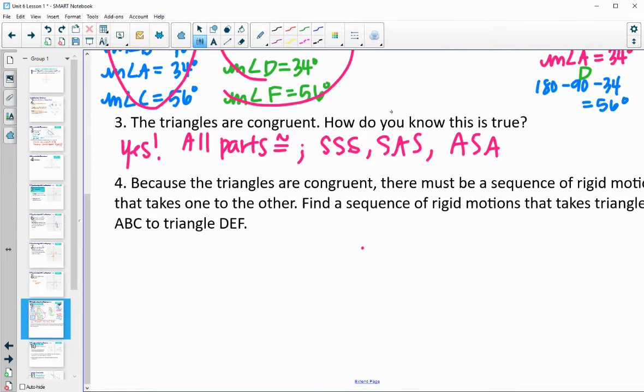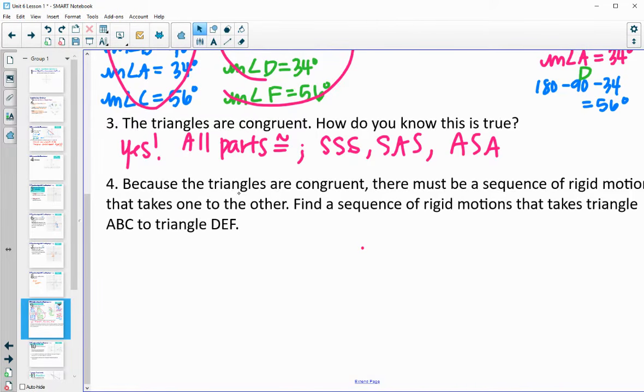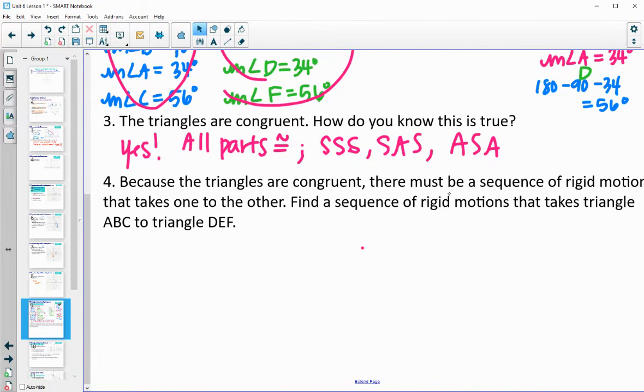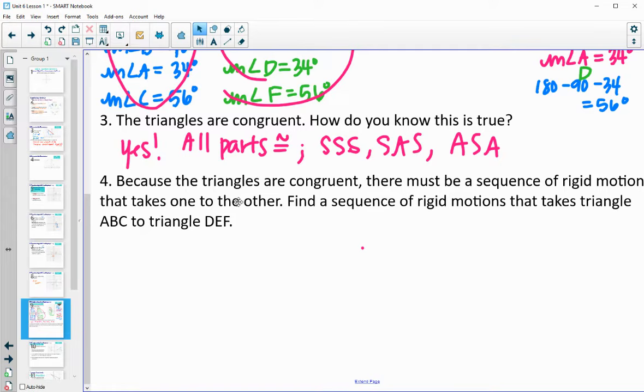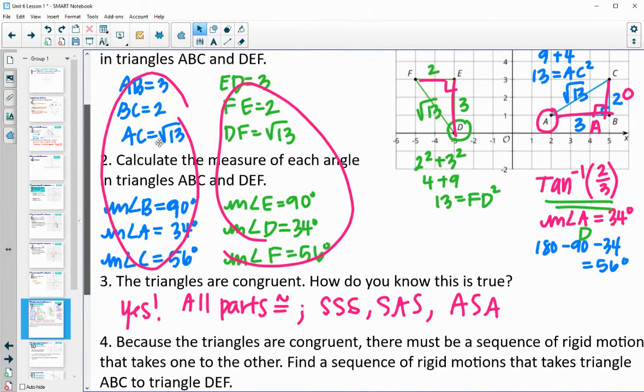Since these triangles are congruent, there must be a sequence of rigid motions that takes one to the other. So what is that sequence of rigid motions? Again, there are lots of different things you could do. You could find a center of rotation and rotate it. You could also translate, so you could translate point A to point D.